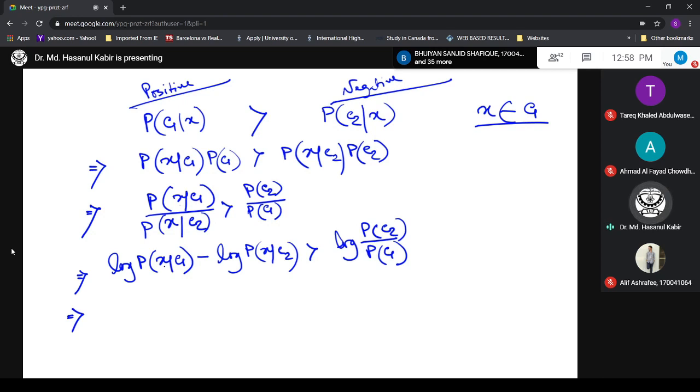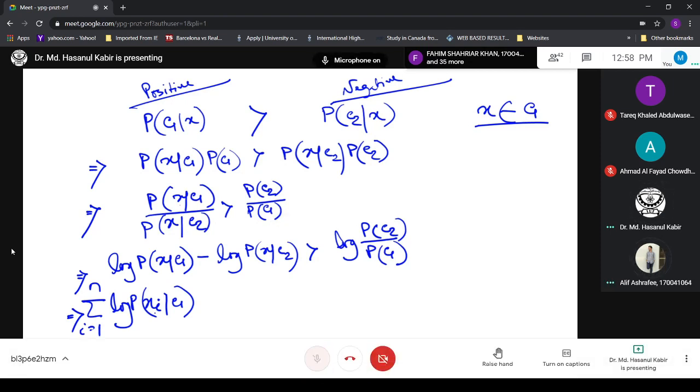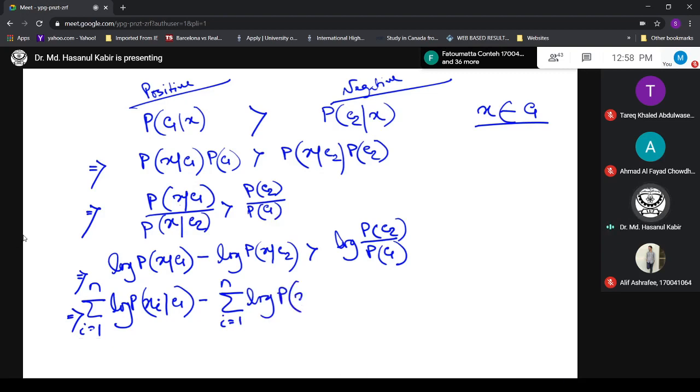So this is a feature vector, so I will have all those terms. If I take this summation over here, i equal to 1 to n, the log of xi given class 1. Yes or no? Okay, how about the second term? Minus, again, the summation from 1 to n of the log of the probabilities of xi given class 2, right?